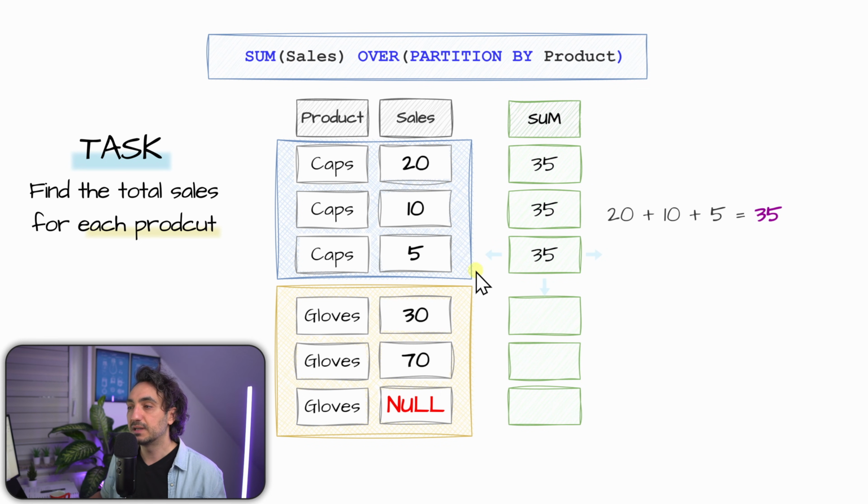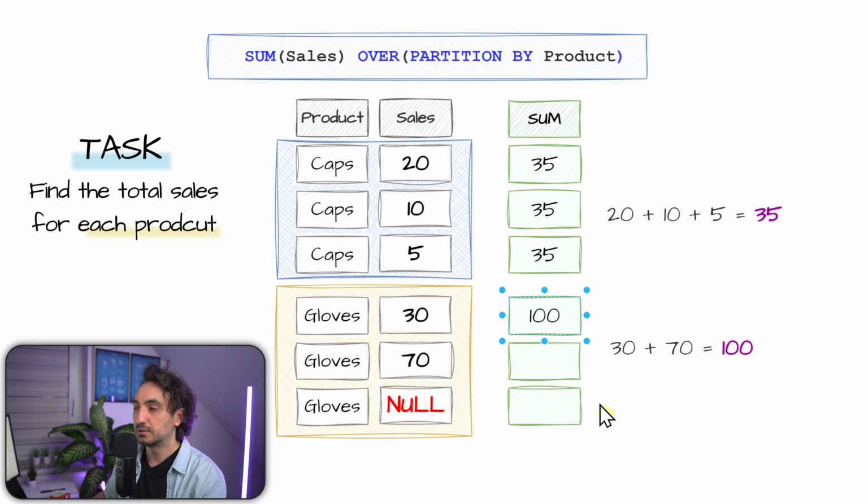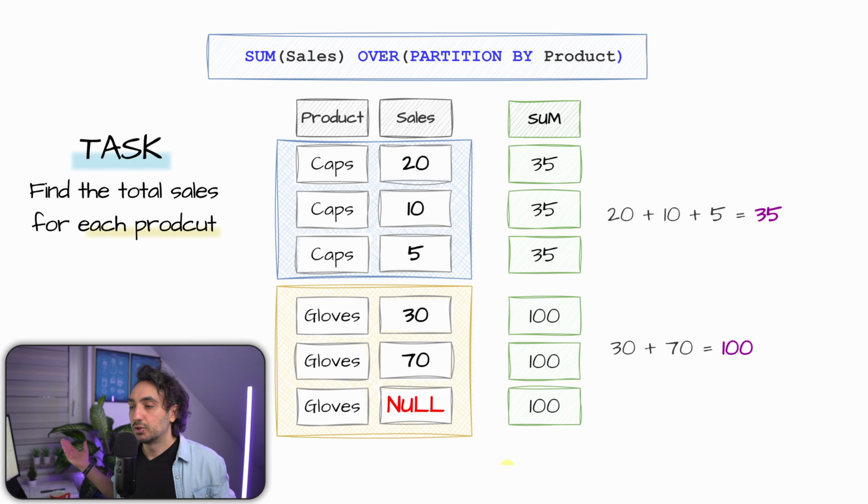So that's it for the first window, and as you can see, SQL aggregates the data within each window separately. That means as we are aggregating the data for the caps, SQL will not check anything with the gloves, so they are completely separated. Now it's going to go to the next window, and here we have 2 values and a null. Again, the null will just be ignored. So we're going to have 30 plus 70, and the total sales is going to be 100. As you can see, it is very simple, right? So 100, 100.